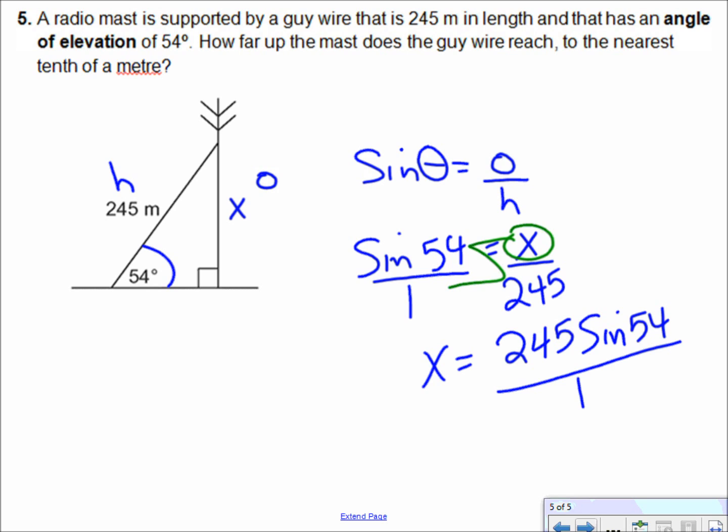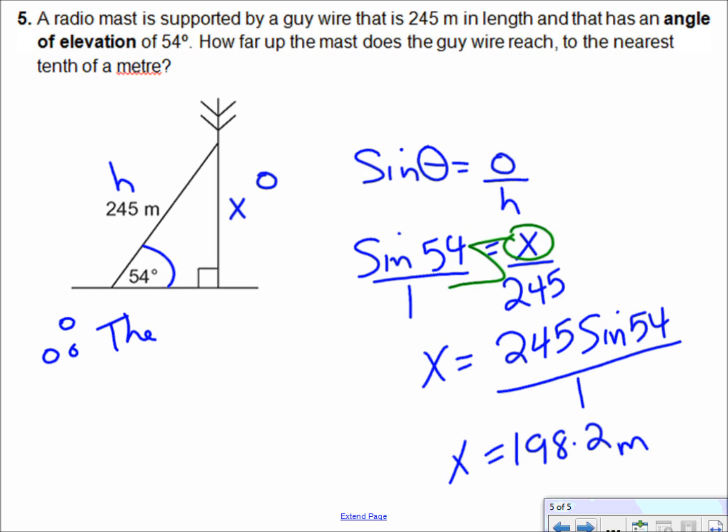Oh, I did sine 4. And I get 198. How many decimal places do they want? They want, okay, 1 decimal place. So x equals 198.2 meters.